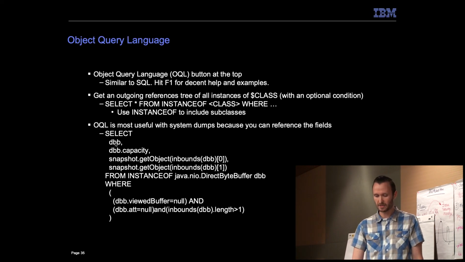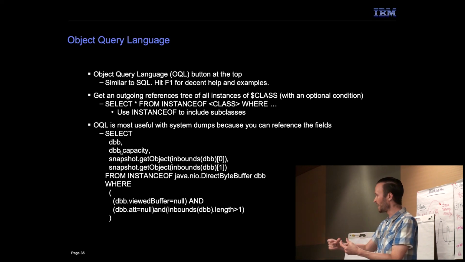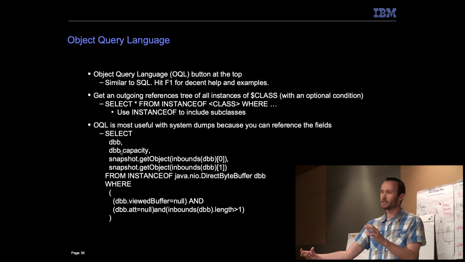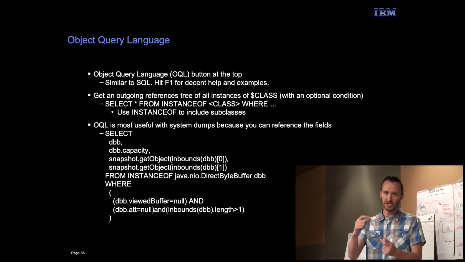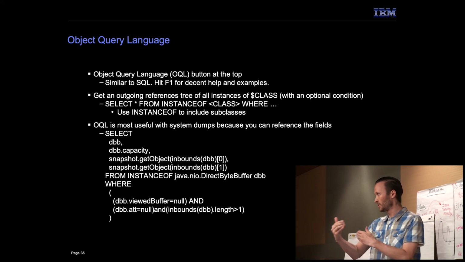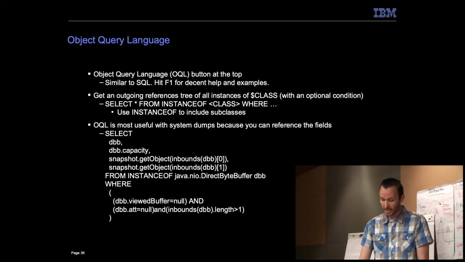Now we can select that object. We can select any of its fields. You can even walk down the field. Let's imagine you had some complex data structure with 5 child fields. You could do dbb.a.b.c, and it'll just select and show you just that final leaf object. And then you can apply where clauses.